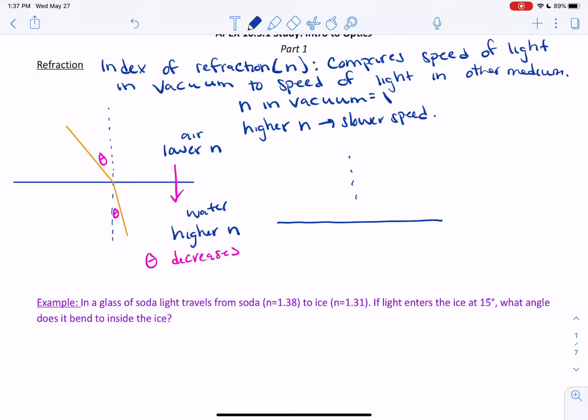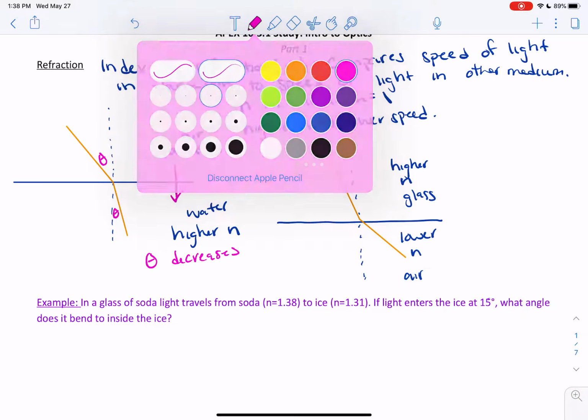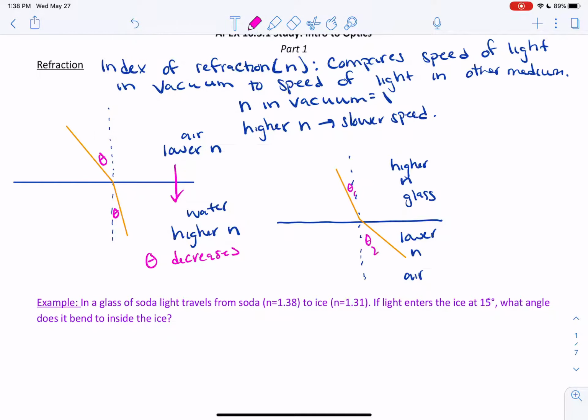okay, where we're going to draw, again, our barrier. And if this has a higher index of refraction, like let's say glass, and this has a lower index of refraction, let's say it's going to air, then the opposite is going to happen. You're going to have a smaller initial angle, and then it's going to get larger. So in this case, the angle increases.